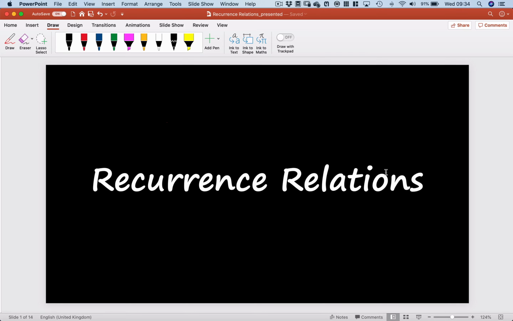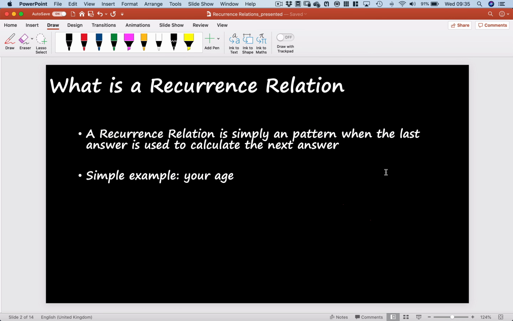So this topic is on recurrence relations. Sometimes your teacher might call them sequences, but I like to call them recurrence relations because I think it's a better name. Anyway, so let's look at what they are. So what is a recurrence relation?